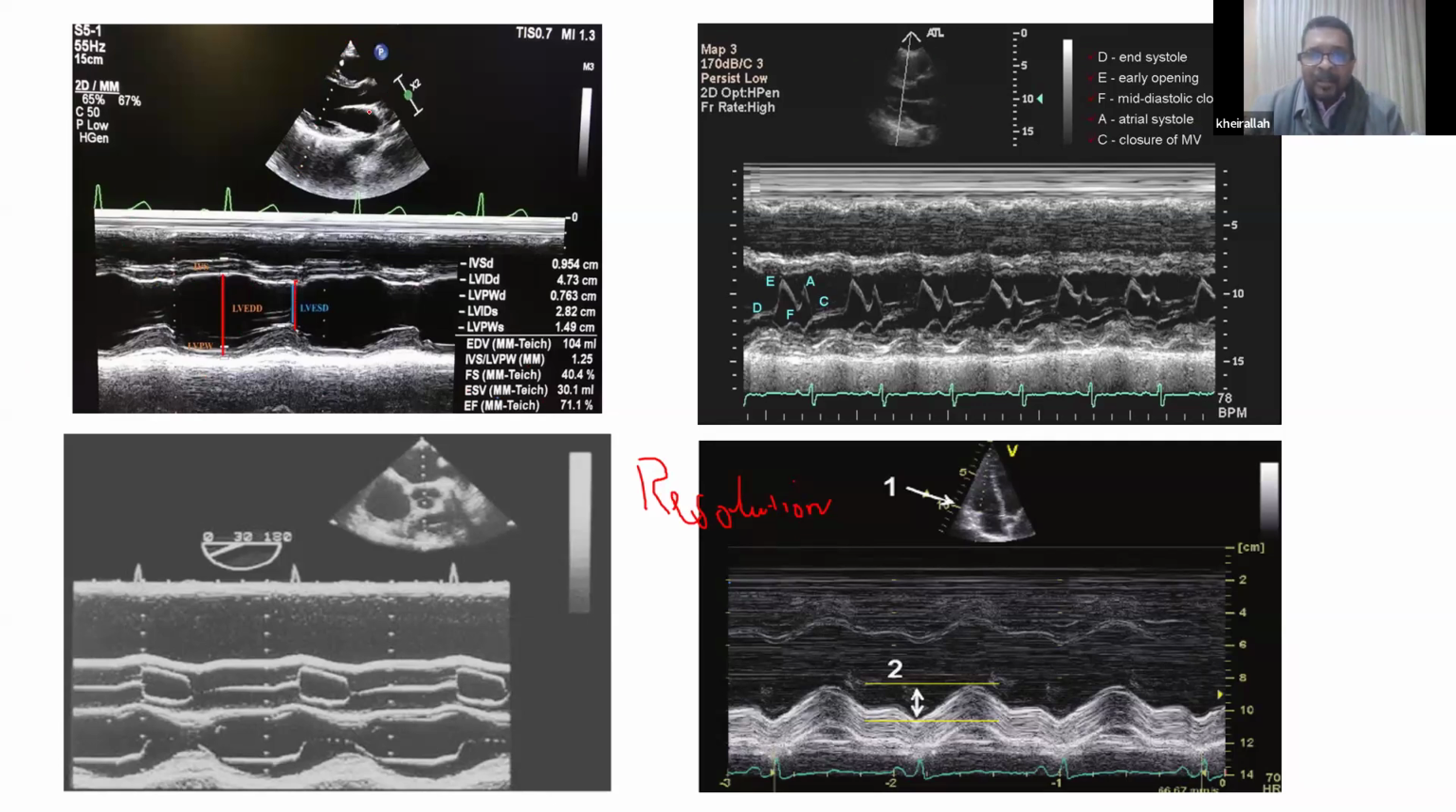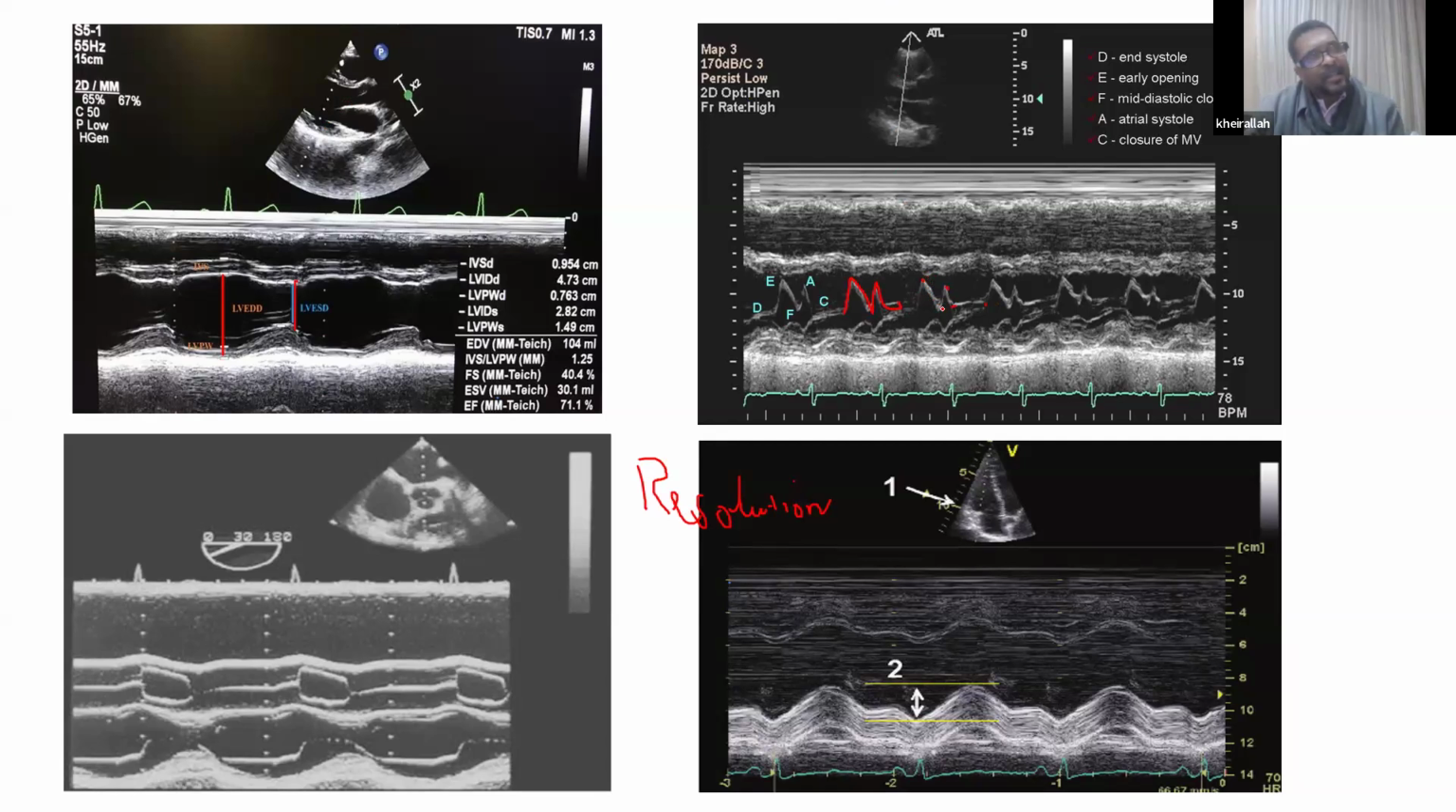Across the mitral valve, I move the cursor a little bit towards the mitral valve to cut through it. And here what I get is opening, closing, and opening again, and then closing. And it has names actually. This is called E. This is called A. This is called C. This is called D. And this one, the slope from E downward, is called the F slope.